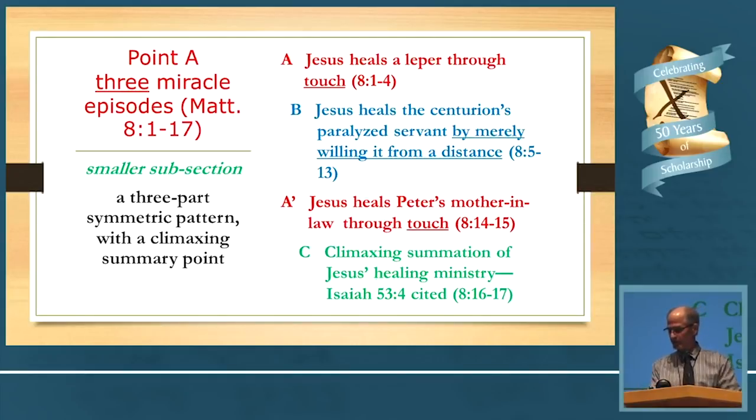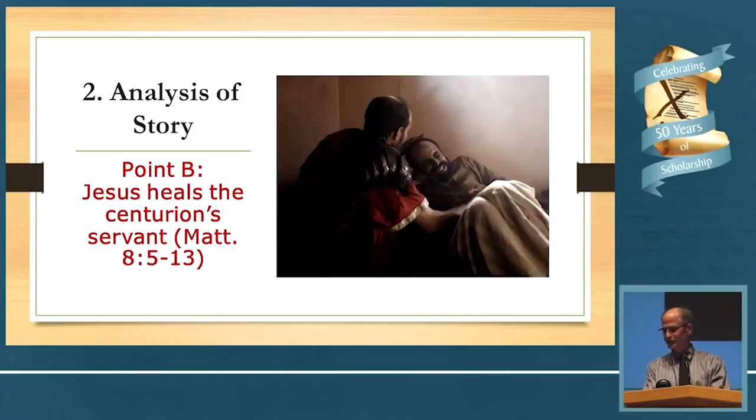And then what's very significant here is that there's a climaxing summary statement. What's interesting in its parallel A point, that closing A point of the three miracle episodes, it has an A, B, A, and a closing C, and the closing C is also a summary statement of Jesus' healing ministry. And so it matches that as well. Well, analysis of the story, we're going to look at point B, and we're going to move our way through this.